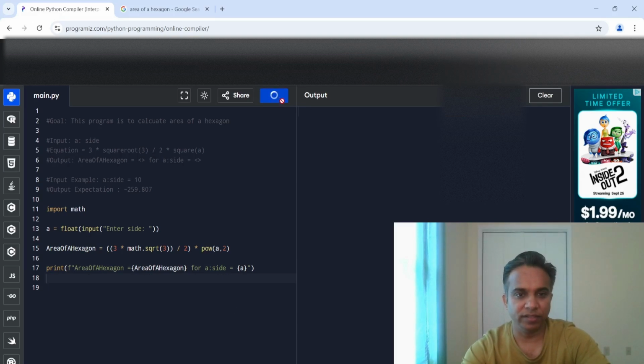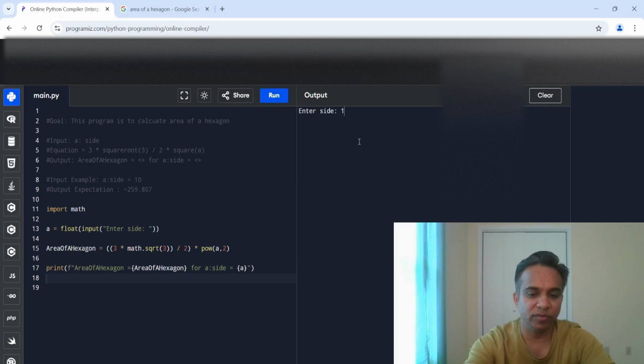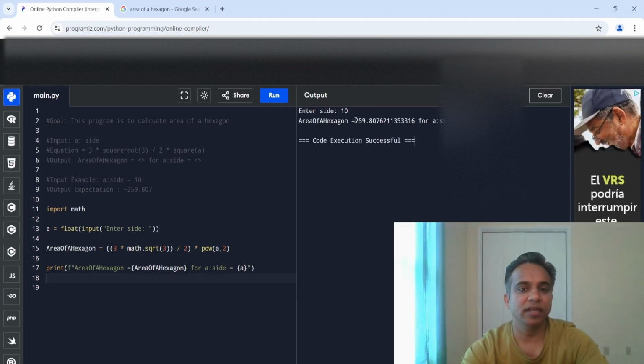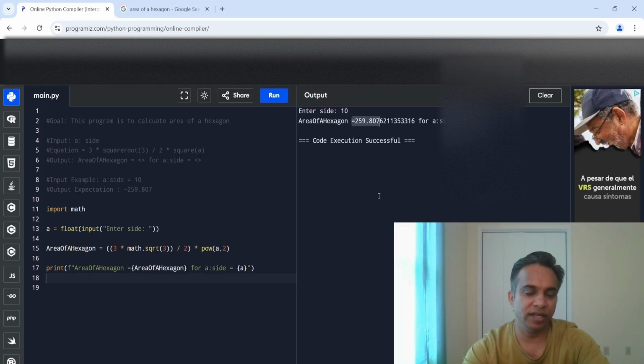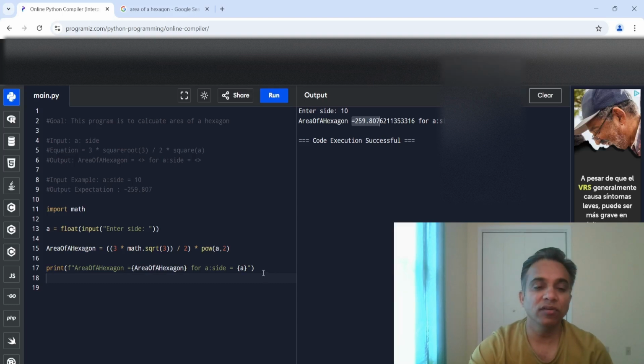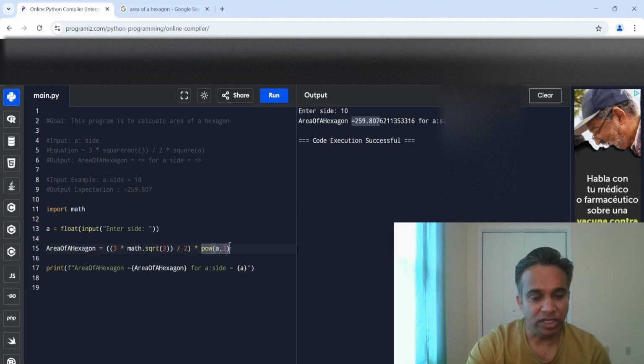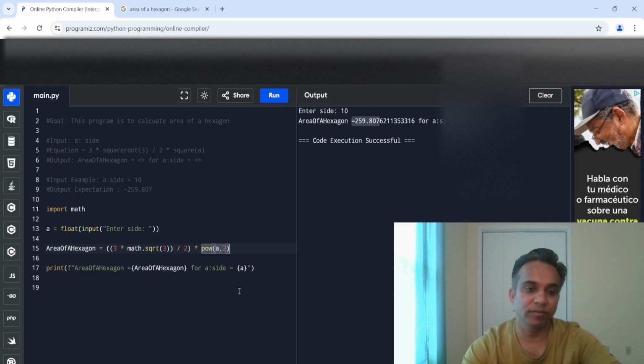Now we run this. So side, if you provide 10 as input, then it is calculating 259.807. So in this video we learn how to use square root, and we also used power function to identify the square. This is very helpful for other equations.